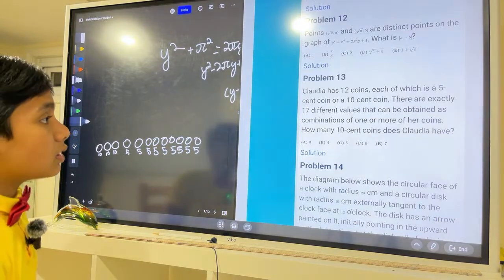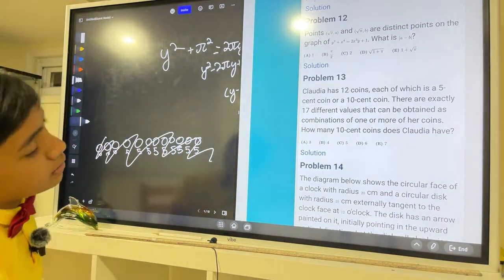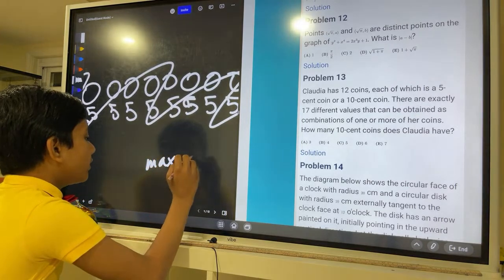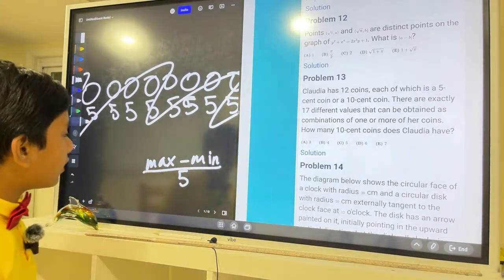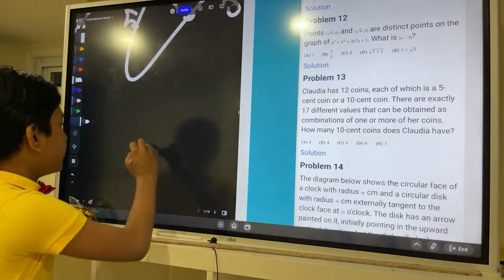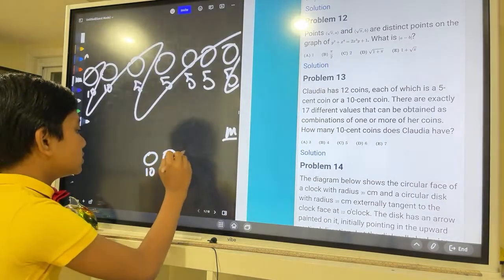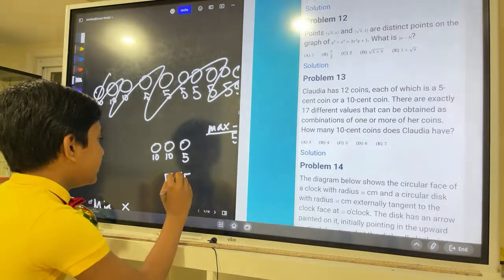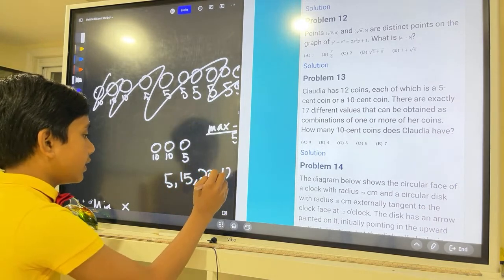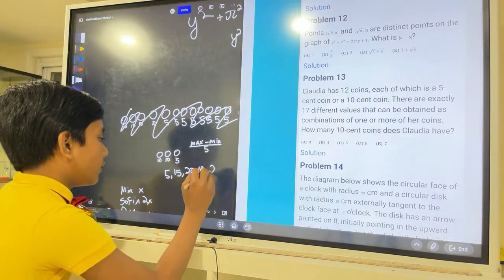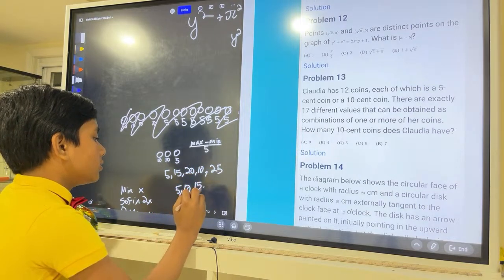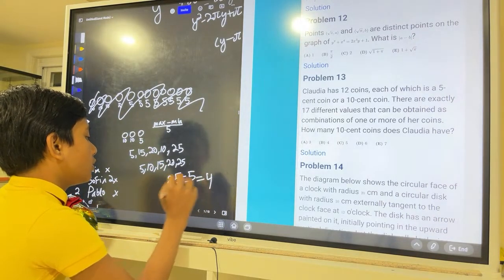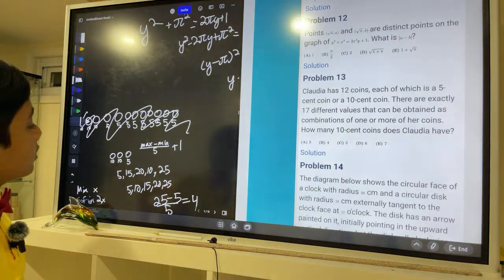Oh, wait a second. Oh, I know. You take the maximum value, the minimum value, get the range, divide it by 5. That should be it. So, for example, how many values are obtainable when you have 2 dimes and 1 nickel? You can have 5, you could have 15, you could have 20, or you could have 10. Or you could have 25. 5, 10, 15, 20, 25. Oh, 25 minus 5 over 5 is 4. So I guess we have to add 1 to make the formula work.